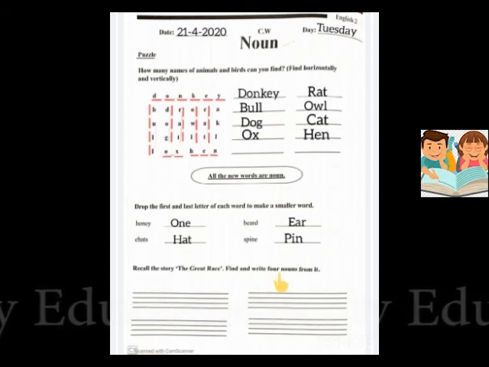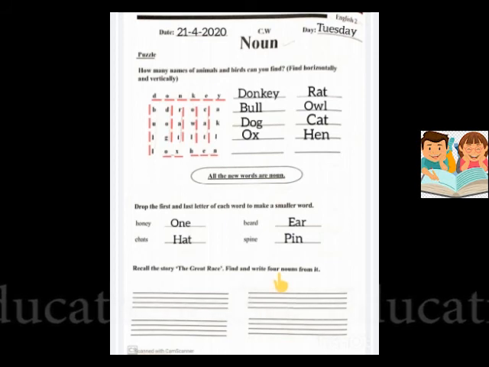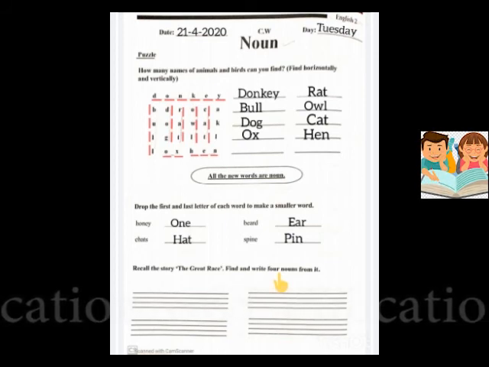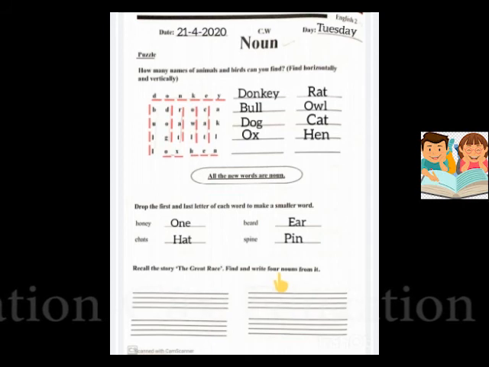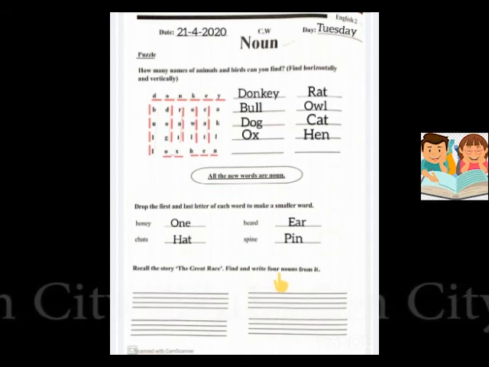Find and write 4 nouns from it. We read the story The Great Race, Unit 1, and you have to find and write 4 nouns from it.